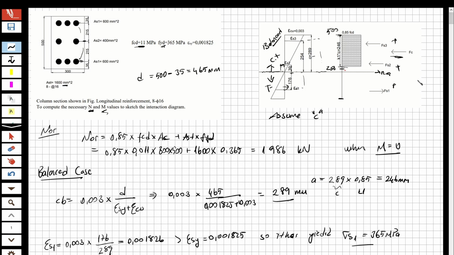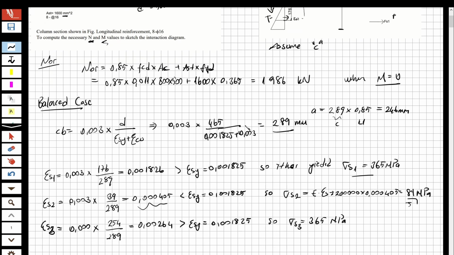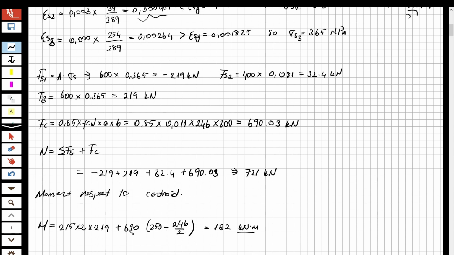This is F concrete. Look at here, F concrete. The F concrete is going to act at the midpoint of this concrete block, okay, at the midpoint of that. So when I apply it at the midpoint of this one, and I take the moment with respect to the midpoint of the cross section, I'm going to look at it. This is going to be 250, okay. This is 250, so I have to take half of this because it's going to be the moment arm for FC, okay? So now I guess you understand why I multiplied 690 multiplied by 250 minus 246 over 2.